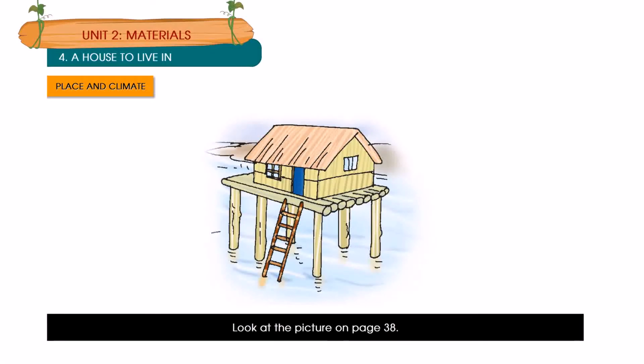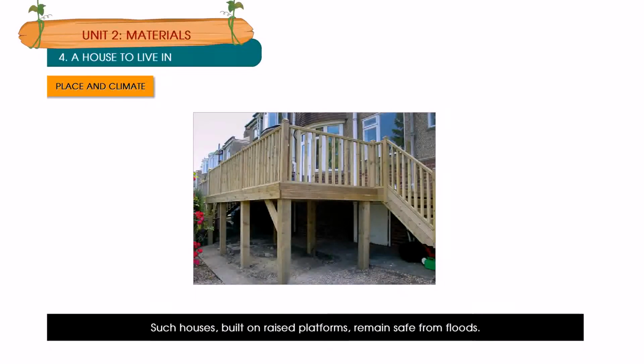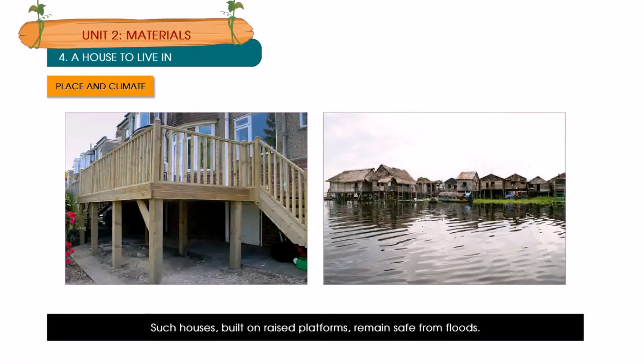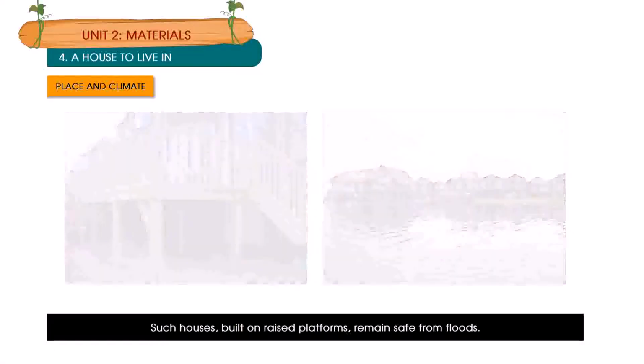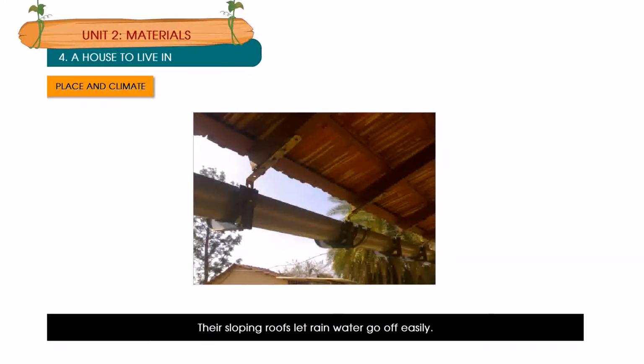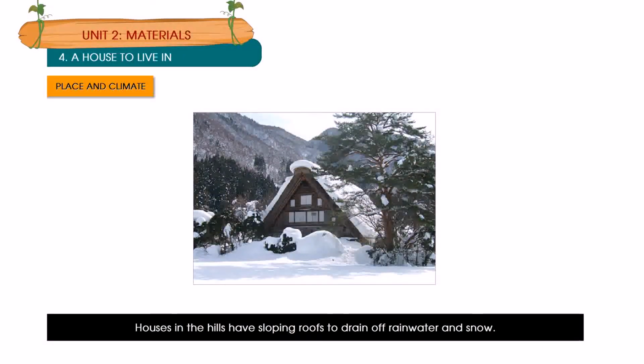Look at the picture on page 38. Such houses, built on raised platforms, remain safe from floods. Their sloping roofs let rainwater go off easily. Houses in the hills have sloping roofs to drain off rainwater and snow.